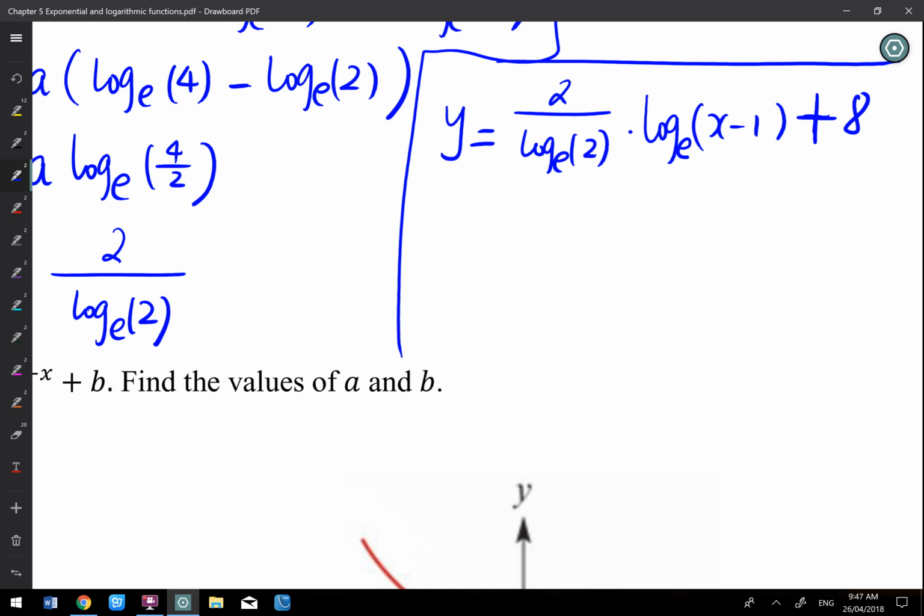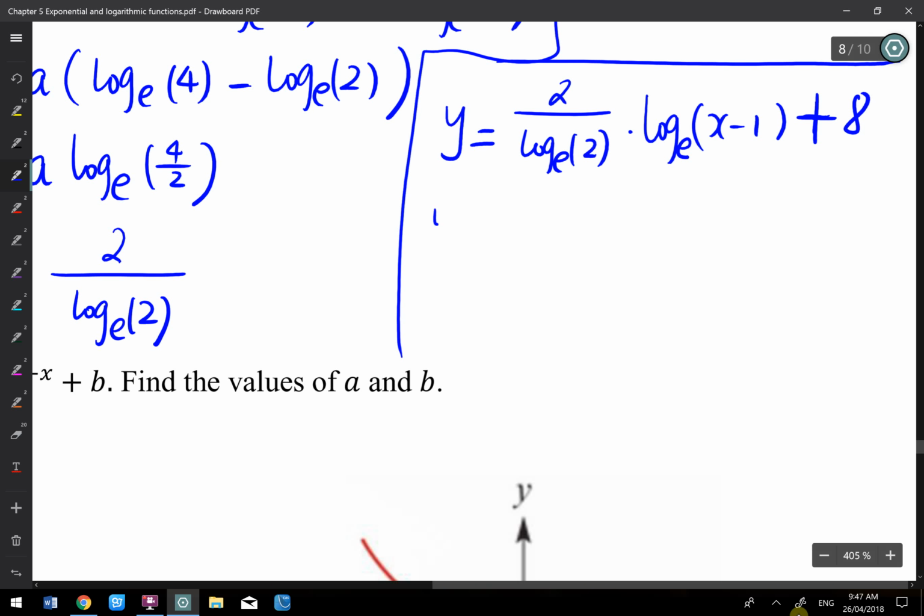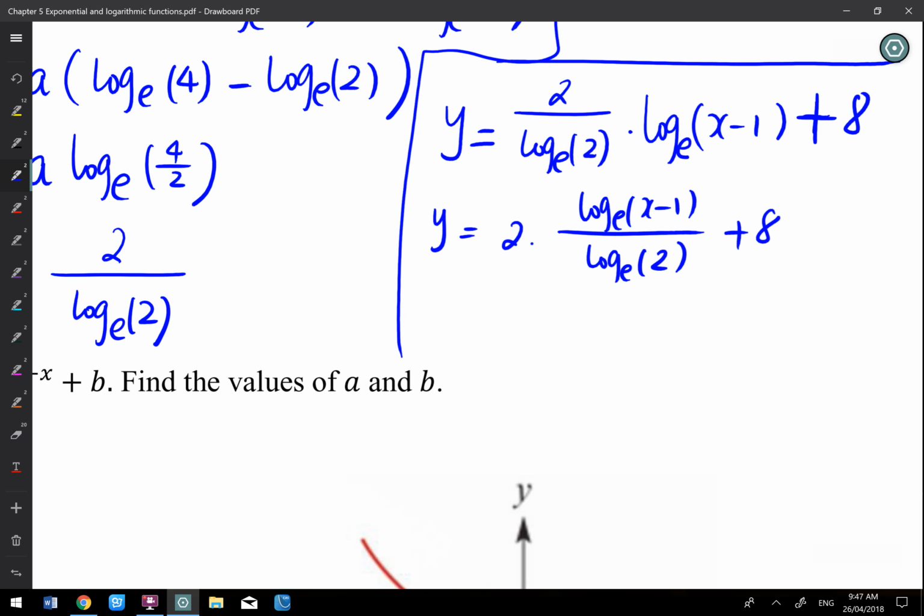I heard it. Wait. Change of base. Okay, I can use change of base. That's 2 times log e of x minus 1 over log e of 2. When two logs divide each other and they share the same base, we can use the change of base formula backwards.